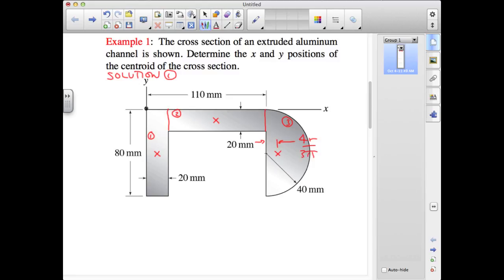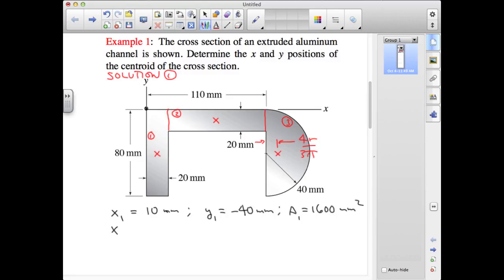For the coordinate system we have defined in this problem with the origin at the upper left-hand corner of the section, the distance x1 to the center of the rectangle is just half its width, or 10 millimeters. y1 is half its height, but negative, so that's going to be minus 40 millimeters. And the area is just 20 by 80 millimeters, or 1600 millimeters squared.